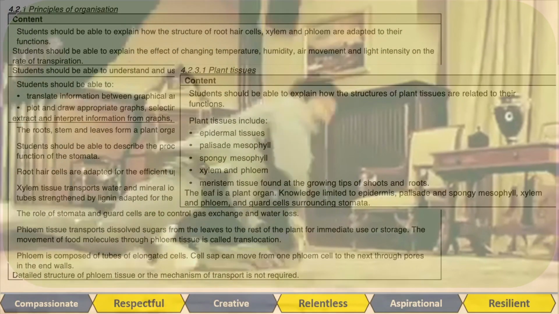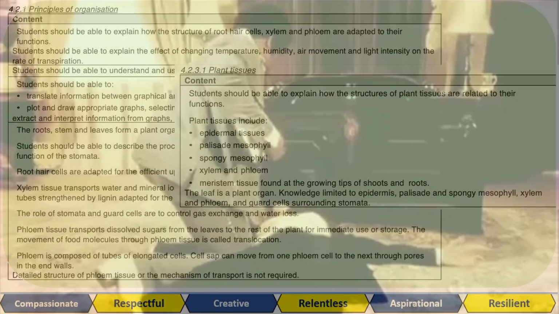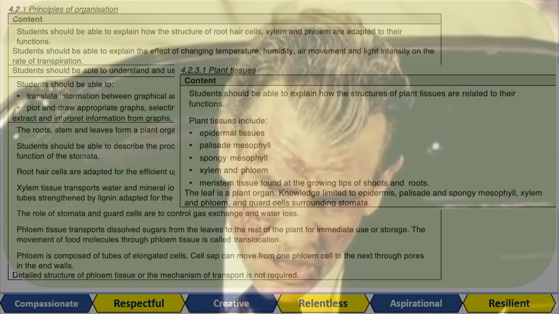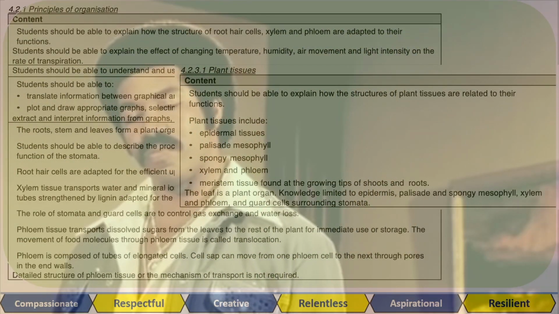And there we go. The lesson is done. This is the last lesson of the Biology 1 paper. So we've done all of Biology 1 for the Combined Science trilogy.